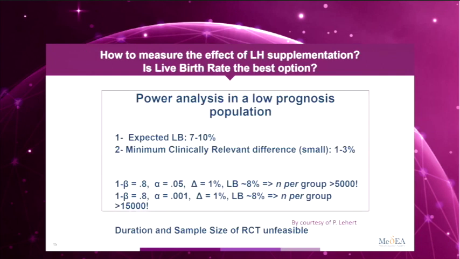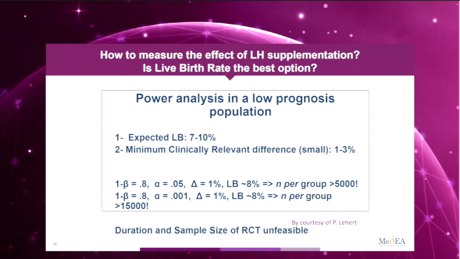Let me tell you, if we want to know if a given protocol, in this case LH, but we can say the same for any given gonadotrophin, you have to consider that if you want to evaluate an effect of a given gonadotrophin on live birth rate, you should have probably more than 2,000, even 5,000 observations per group.